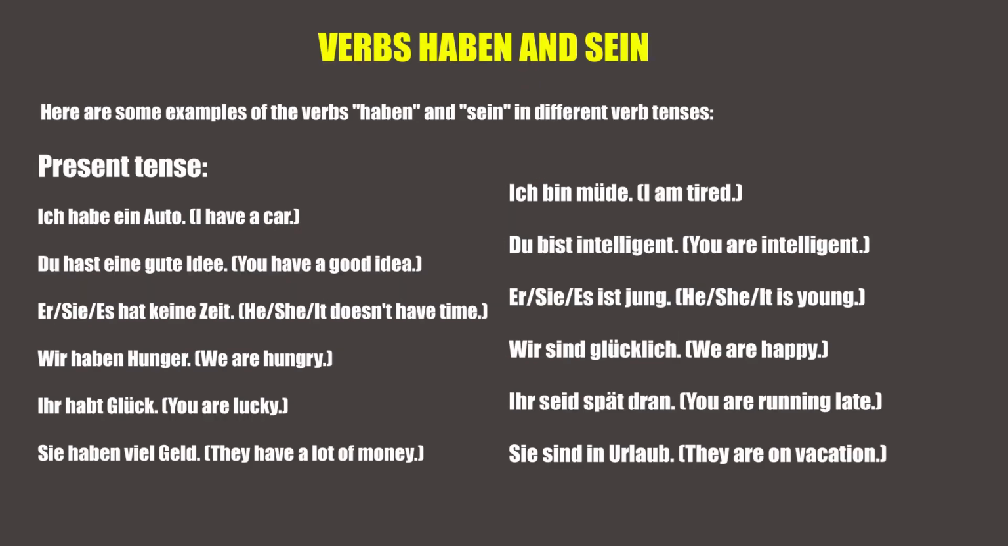Here are some examples of the verbs haben and sein in different verb tenses. Present tense: Ich habe ein Auto, I have a car. Du hast eine gute Idee, you have a good idea. Er, sie, es hat keine Zeit, he, she, it doesn't have time. Wir haben Hunger, we are hungry. Ihr habt Glück, you are lucky. Sie haben viel Geld, they have a lot of money.